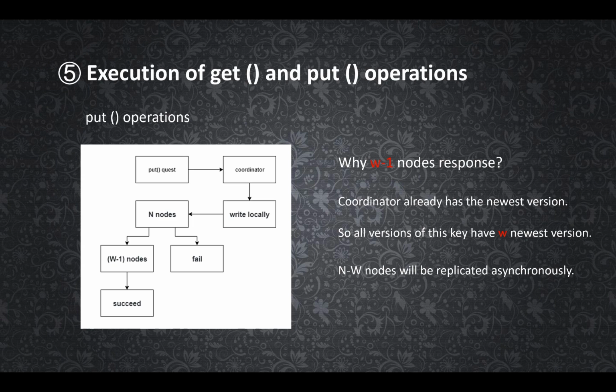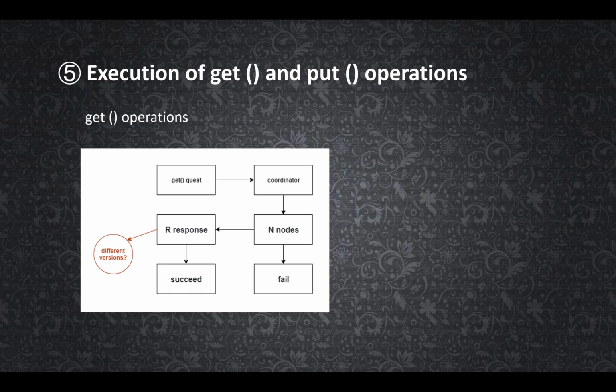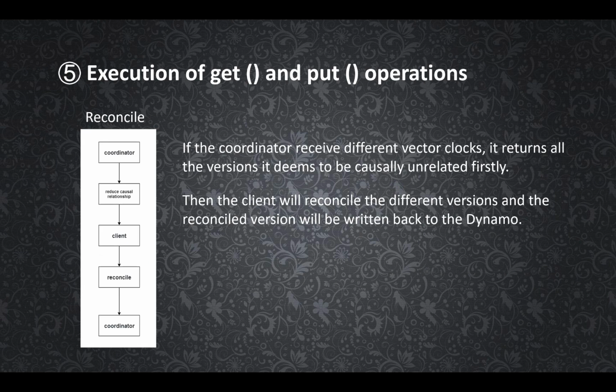And then the n-w nodes will be replicated asynchronously. When the coordinator receives the GET request, it will send it to n nodes. If R nodes respond, it is a successful GET request. But the problem is that if the R nodes have different versions, which version is the correct version, or how to reconcile these different versions?